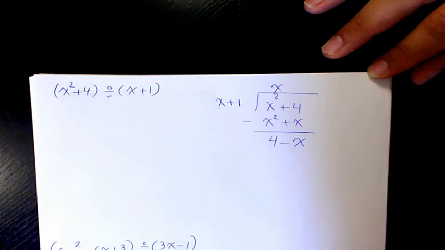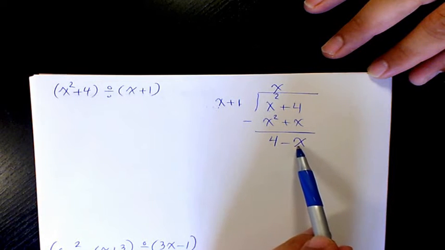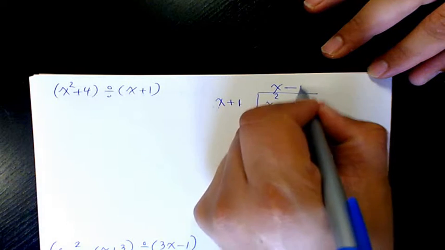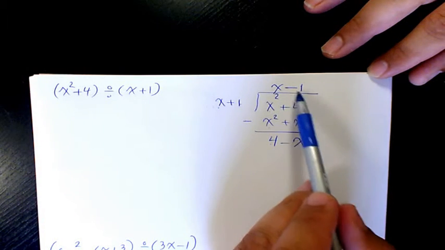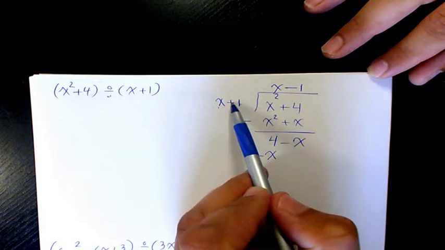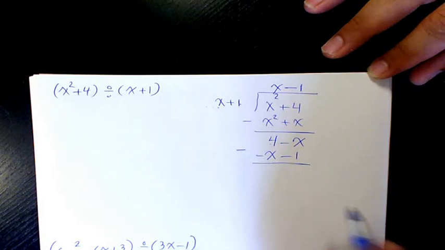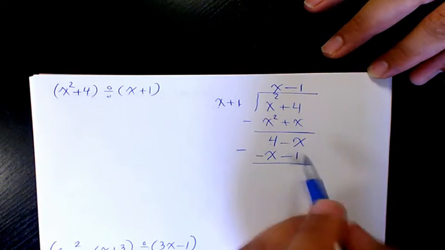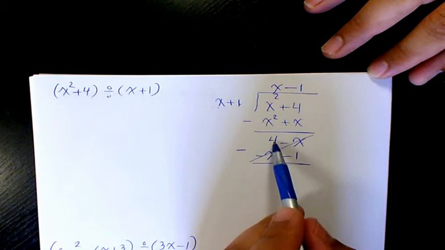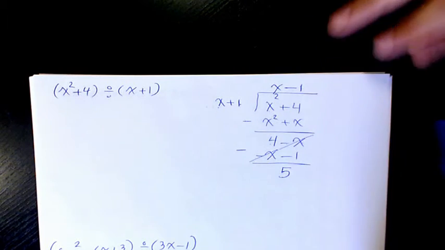Now we do another cycle. The largest exponent is negative x. Divided by x is going to be negative 1. Then we multiply it again. Negative 1 times x, negative x. Negative 1 times 1, negative 1. Then we subtract it again. Negative x minus negative x cancel out. And you have 4 minus negative 1, which will be 5.